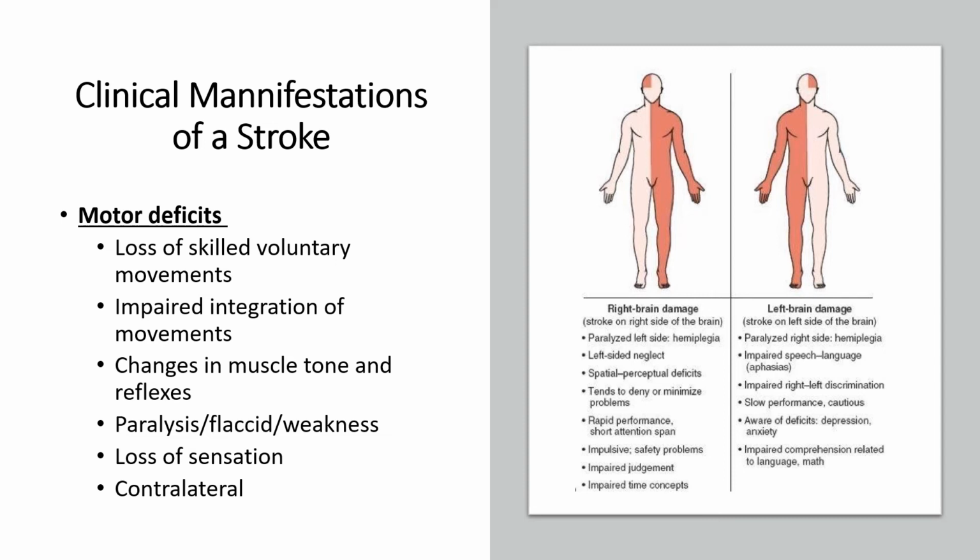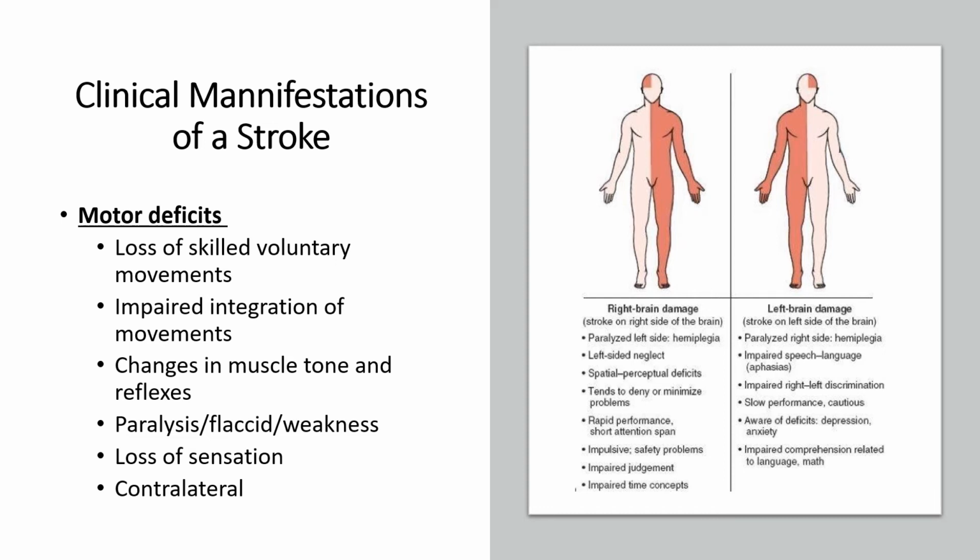So clinical manifestations of a stroke, we're going to start off with motor deficits. So the patient may develop loss of skilled voluntary movements, or impaired integration of movements, or even poor coordination. Changes in muscle tone and reflexes. The patient can develop paralysis, flaccidness, and weakness, especially depending on what side of the infarct of the brain it's on. Loss of sensation, and these motor deficits are contralateral.